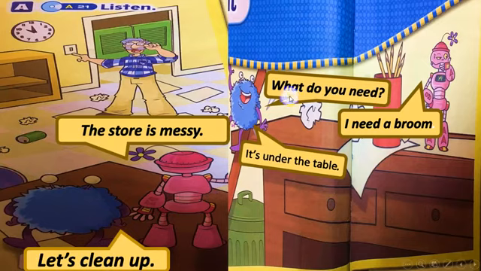This is Bubu and this is Lula. Hi Bubu. Bubu says to Lula, what do you need? Lula said, I need a broom. The meaning of a broom, yes, is مكنسة. Very good. I need a broom. Bubu said, it's under the table.